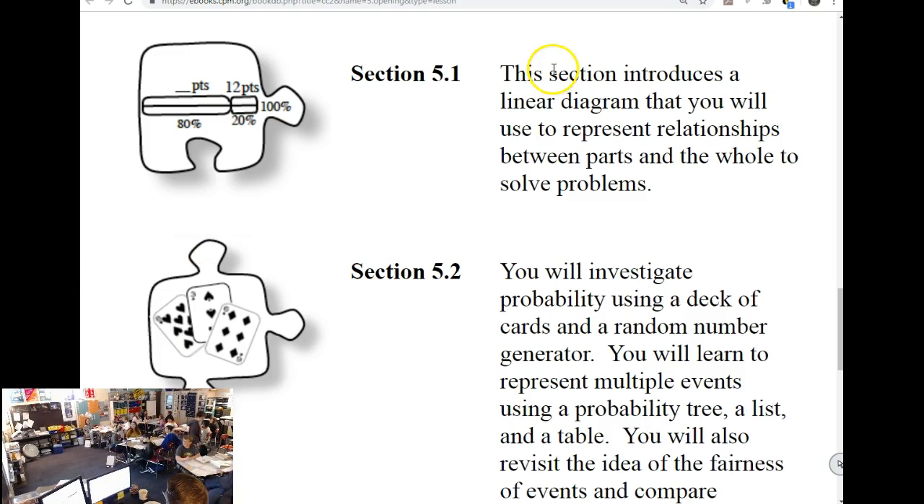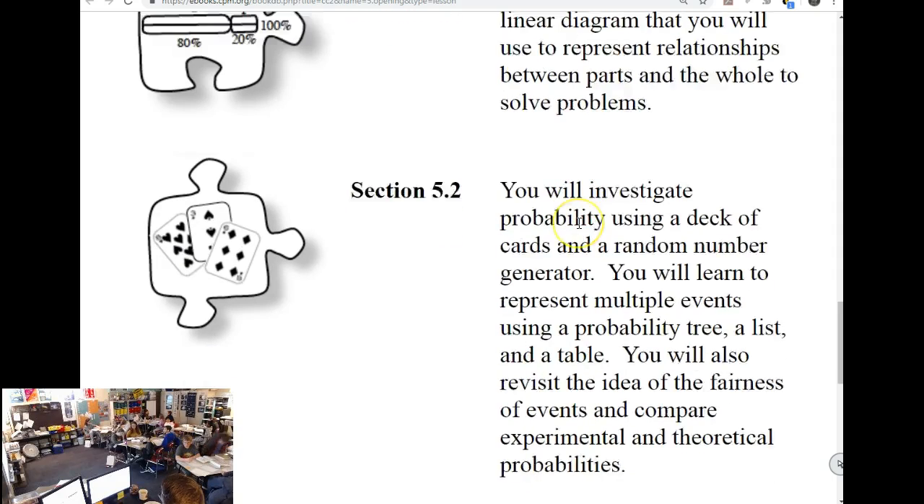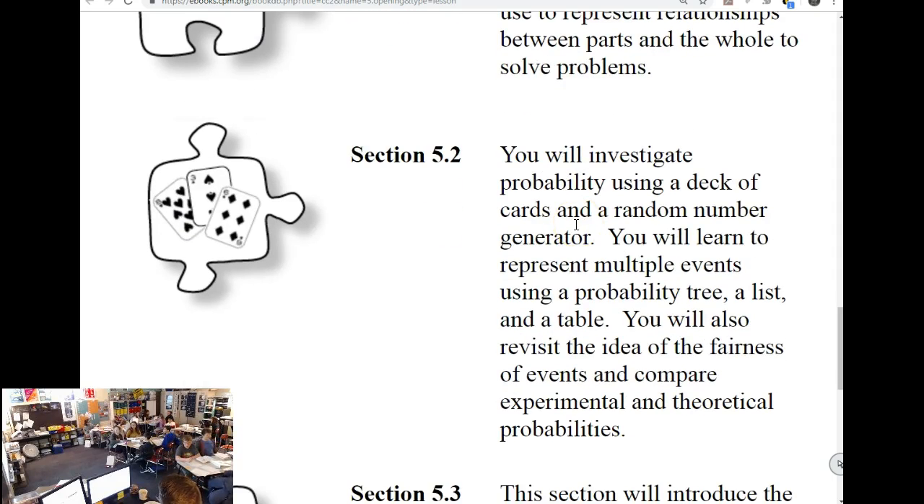9 to 13. So then 5-2, you want to keep reading, Sky? Yeah. We are going to be in 5-2 by Wednesday, so we might as well look at what we're doing in 5.2. You will investigate probability using a deck of cards and a random number generator. You will learn to represent multiple events using a probability tree, a list, and a table. You will also revisit the idea of the fairness of events and compare experimental and theoretical probabilities.